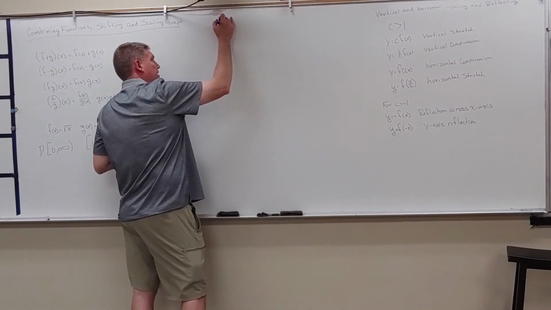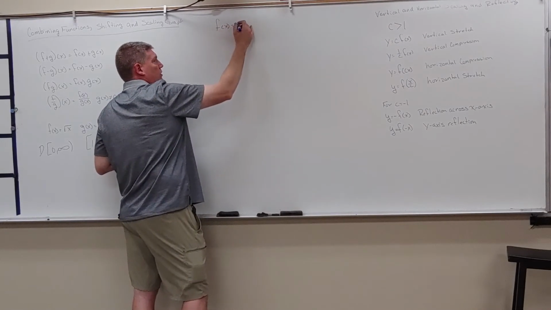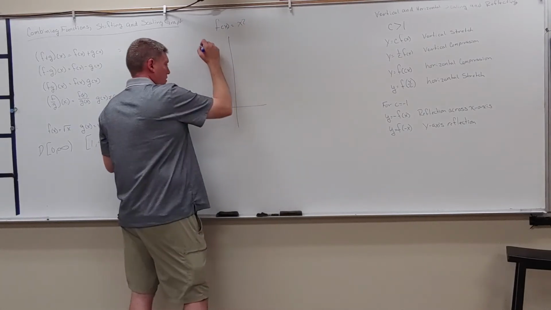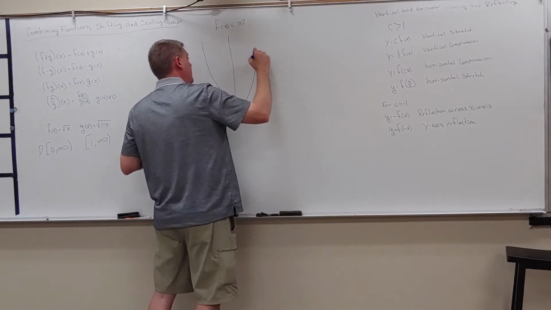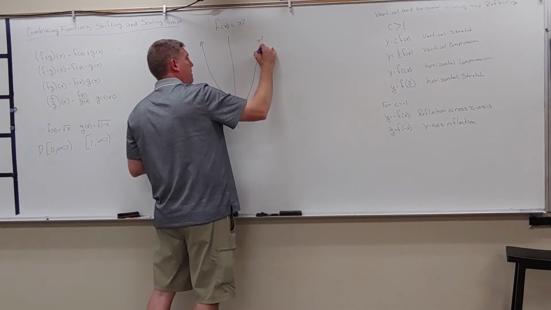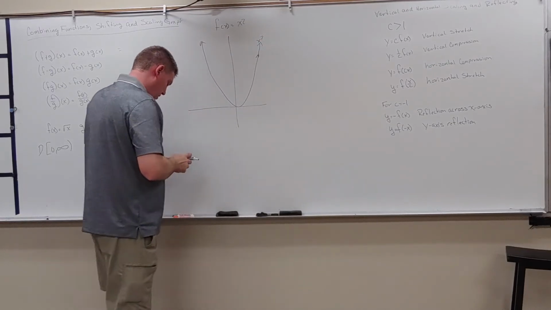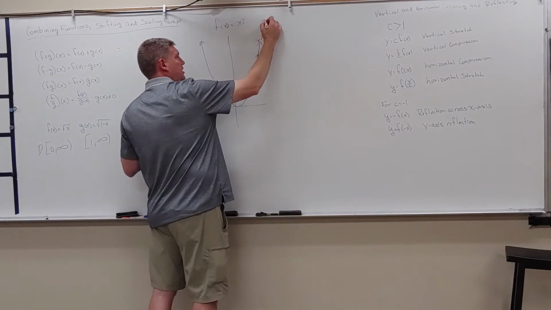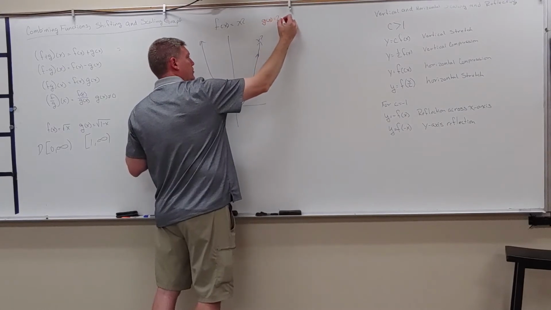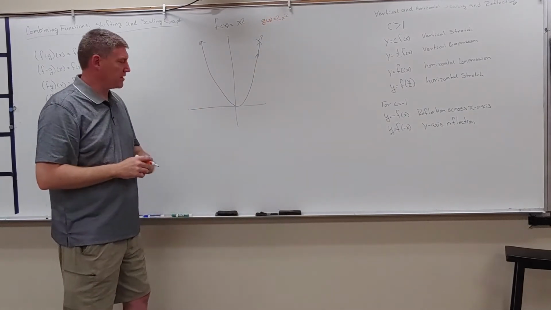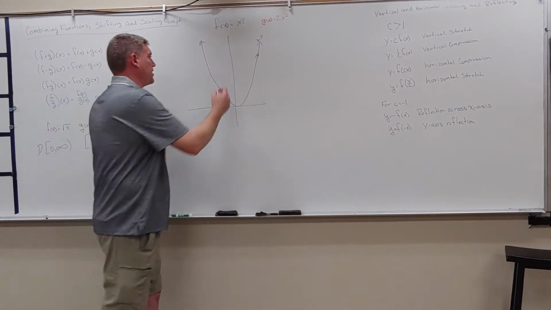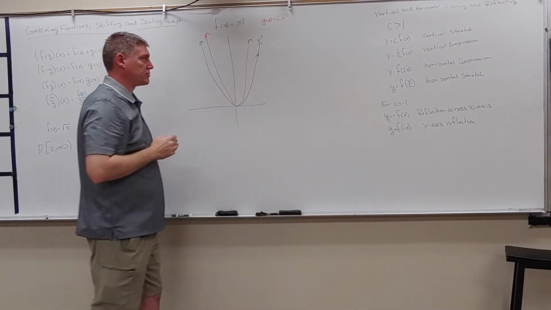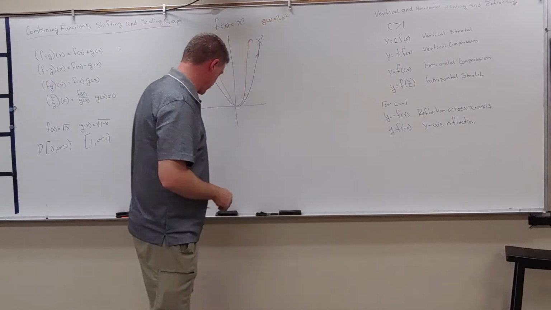Let's look at f of x equals x squared. That's a nice one. Okay? So here's my x squared. Now, if I say g of x is going to be 2x squared, I'm going to multiply this by 2. So every single one of these y's is going to be doubled. So I'm going to have a vertical stretch because c is positive.